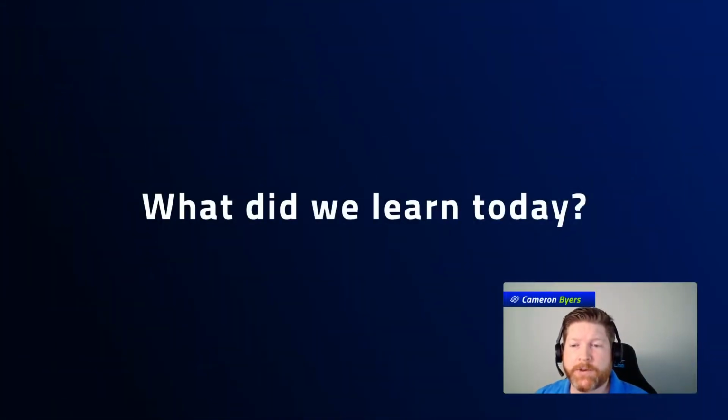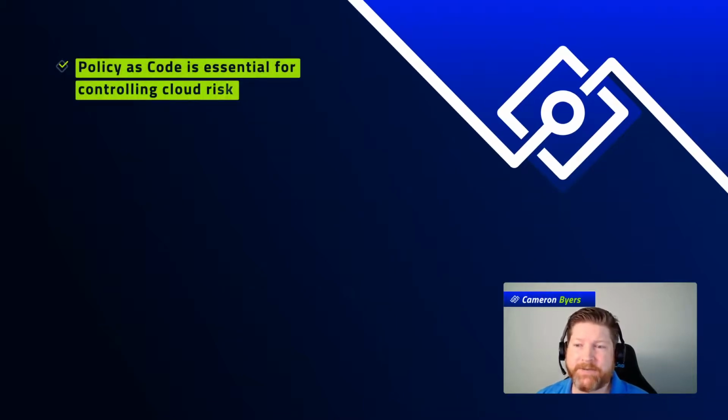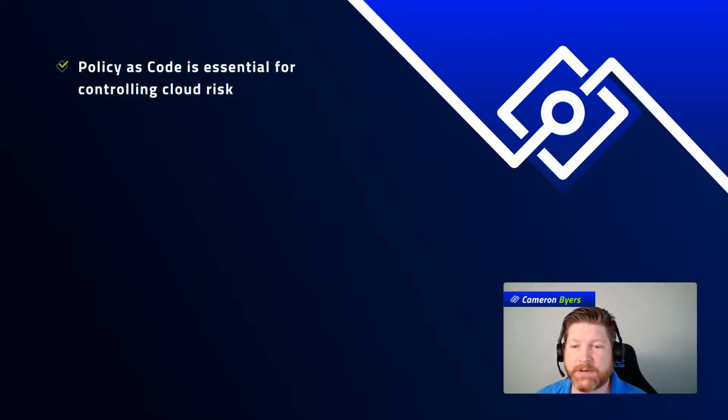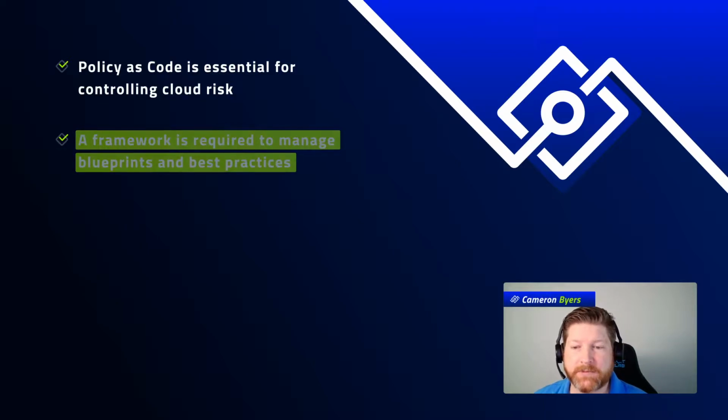So let's look at what we learned today in our session. First, since policy is becoming a de facto standard for assuring safe cloud usage, automation again is the only way security can keep pace with your application delivery, and for that, policy as code is essential for controlling the cloud risk. Second, managing a growing library of policy content and quickly baselining your risk posture requires a system to easily catalog and manage your blueprints and best practices.